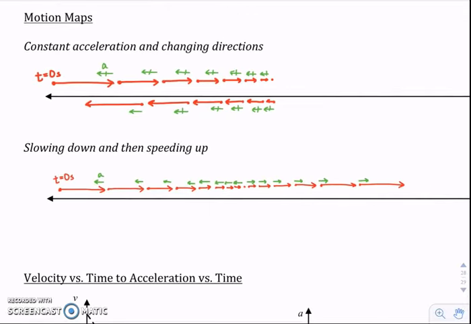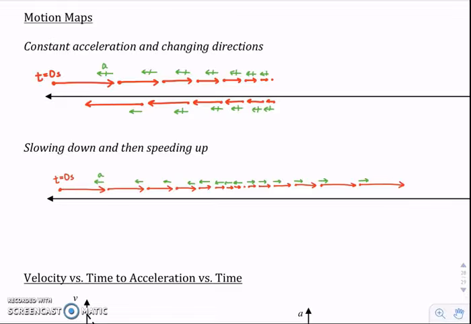So one thing that's kind of funky in here is slowing down and speeding up, you actually change the direction of your acceleration. But slowing down and speeding up in the opposite direction and then turning around, you have the same direction of acceleration. So just something to think about there.